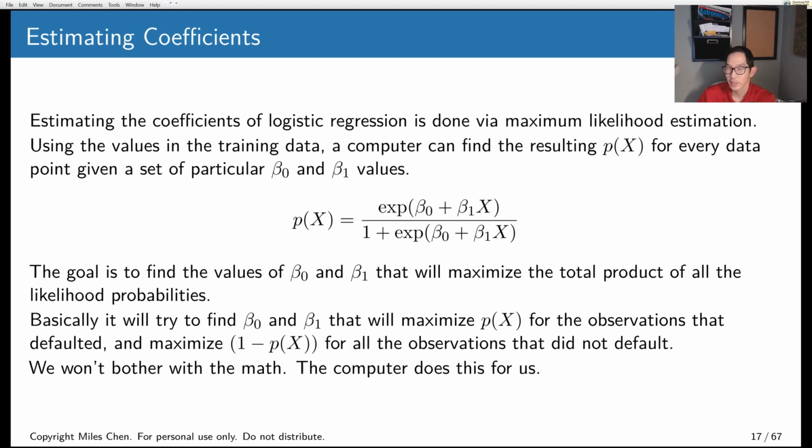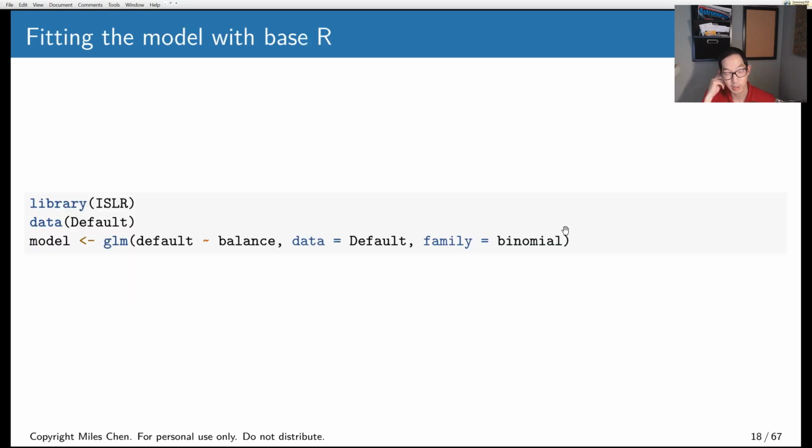Basically, the way it does this is it balances two things. It says, okay, what observations defaulted, or basically had an outcome variable of 1, and which observations did not default, or had an outcome variable of 0. It's going to try to maximize the probability for the ones that had an outcome of 1, and maximize 1 minus p of x for all the outcomes that didn't default. Okay, we're not going to bother doing the calculations. We don't have to. We can just ask the computer to do this.